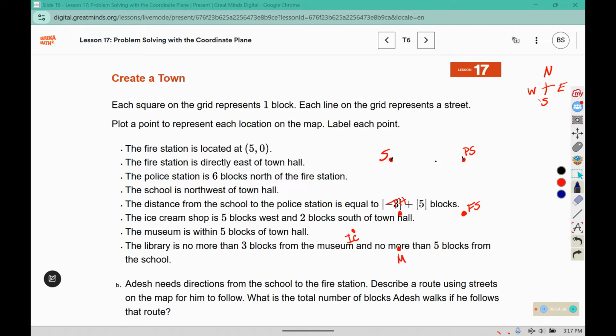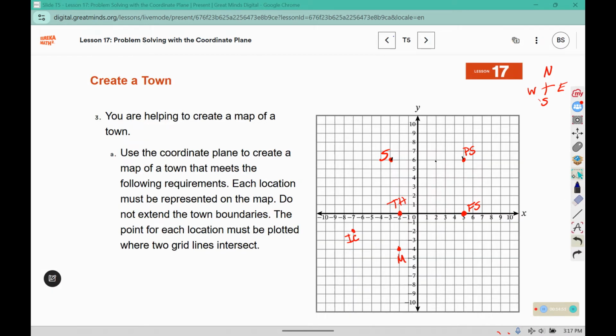So we're going to move the museum. It says the museum is within 5 blocks of the town hall. So it doesn't have to be to the south. It could also go to the north. So we're going to go within 5 blocks, but we're changing its location. So, oops, instead of south, we can make it go north. 1, 2, 3, 4. It's within 5, so that works.